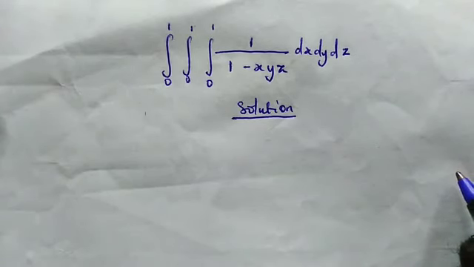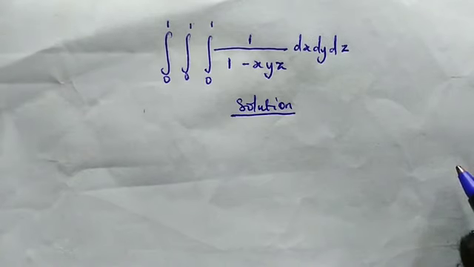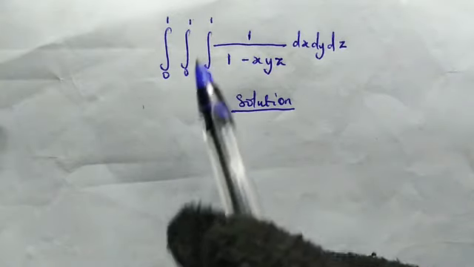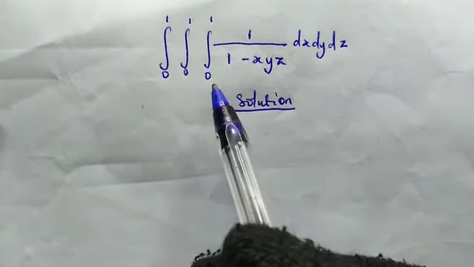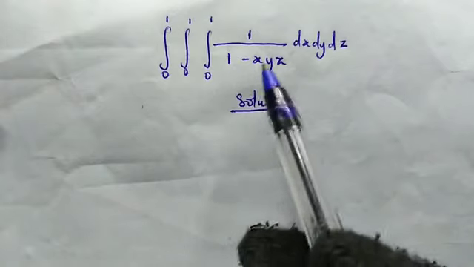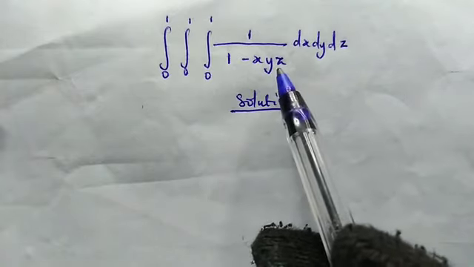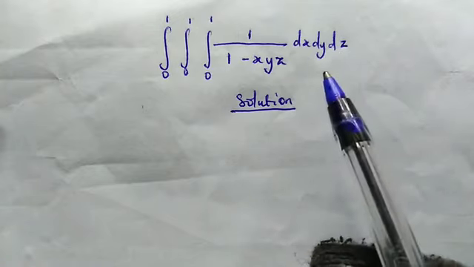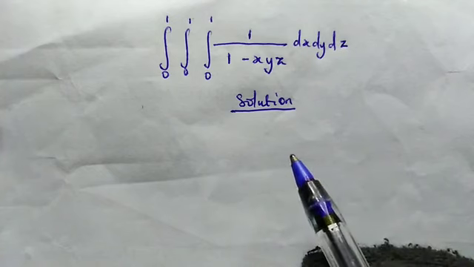Today we'll be evaluating the following triple integral. We have the integral from 0 to 1, the integral from 0 to 1, the integral from 0 to 1, of 1 over 1 minus xyz dx dy dz. Amazing. Now let's get started.